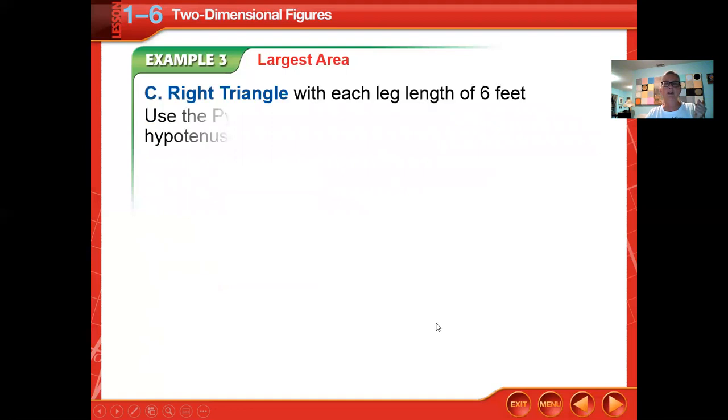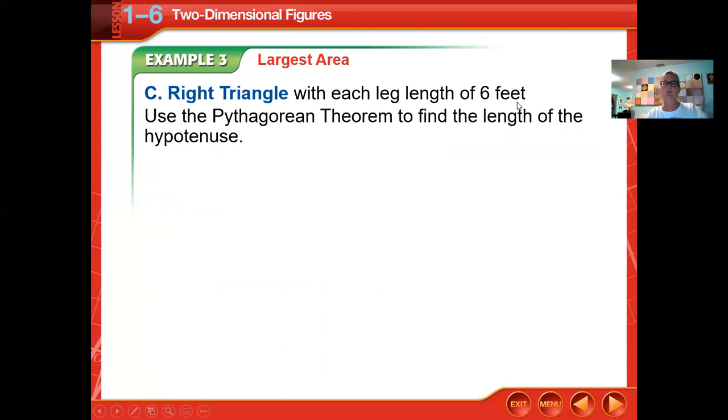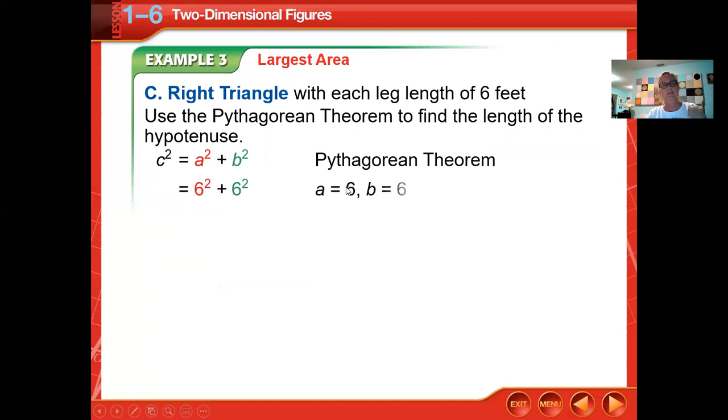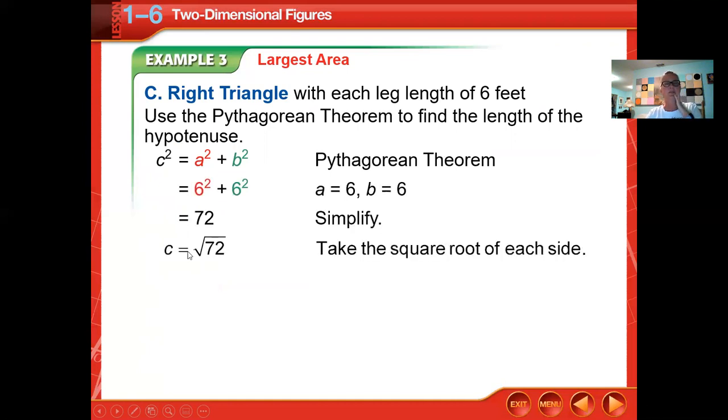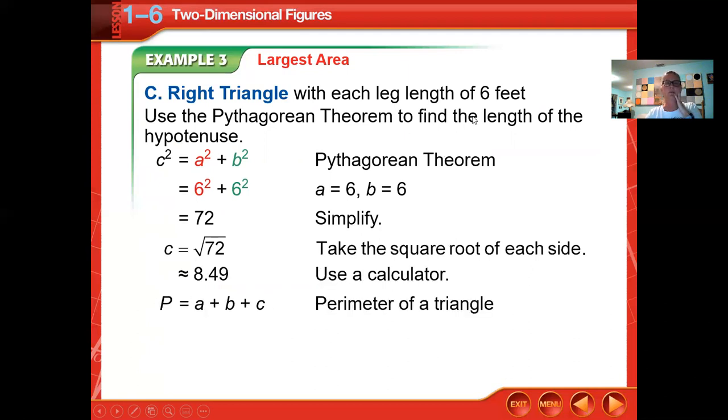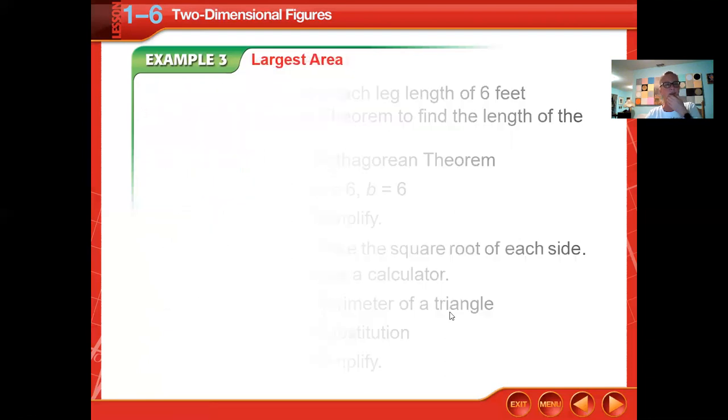A right triangle with each leg length of 6 feet. So you don't know how long the hypotenuse is. If it's a right triangle and each leg length is 6 feet, then that means that the A and the B in the Pythagorean theorem are both 6. It's an isosceles right triangle. Square root of 72 is about 8.49. So then the perimeter would be 6 plus 6 plus 8.49, 20.49 feet.